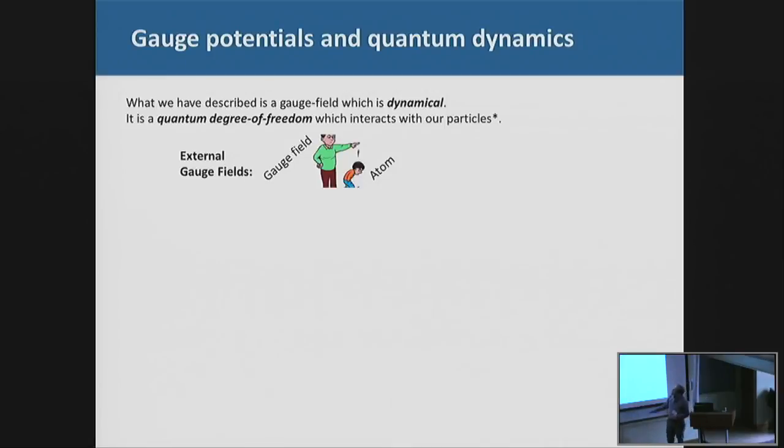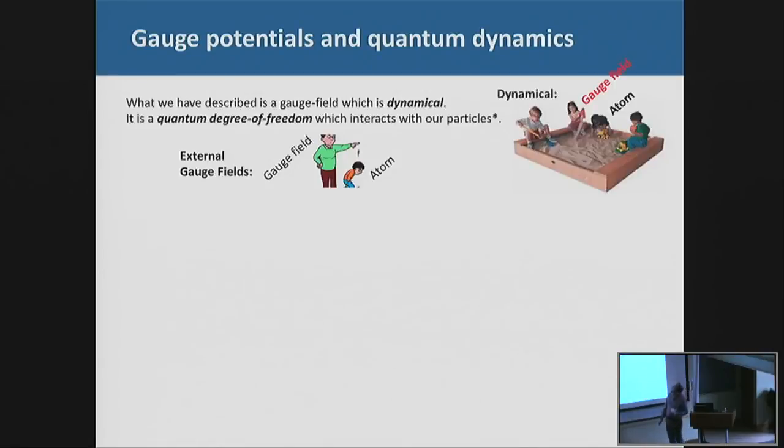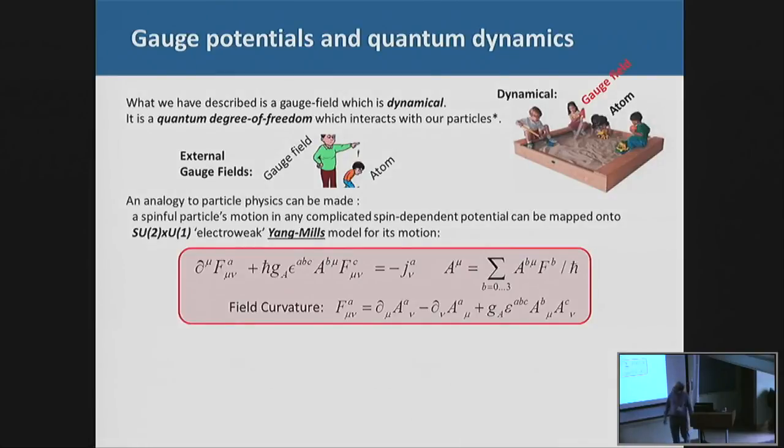In a certain sense, we're going from a picture where we have external gauge fields, where we apply a gauge field and tell an atom what to do with it, to a way of thinking about dynamical gauge fields. Now we've put the gauge field and the atom into the same play box, and they play with one another. What that means is that we've got a quantum mechanical gauge field which is now coupled to the atom's motion.